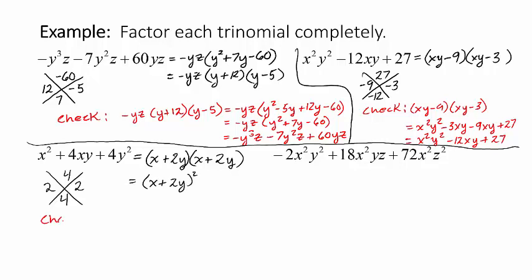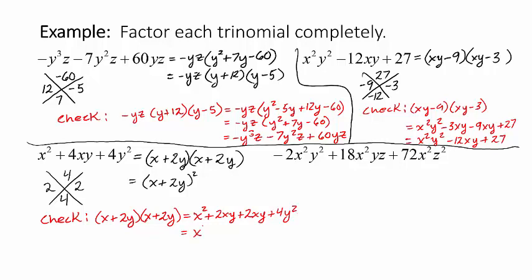And now if we check this, x plus 2y times x plus 2y, FOIL that out. So we're going to have x squared as our first term. Outer term would be plus 2xy, right? X times 2y is 2xy. And our inner term is going to be 2xy. And our last term will be 4y squared, right? 2y times 2y, 4y squared.